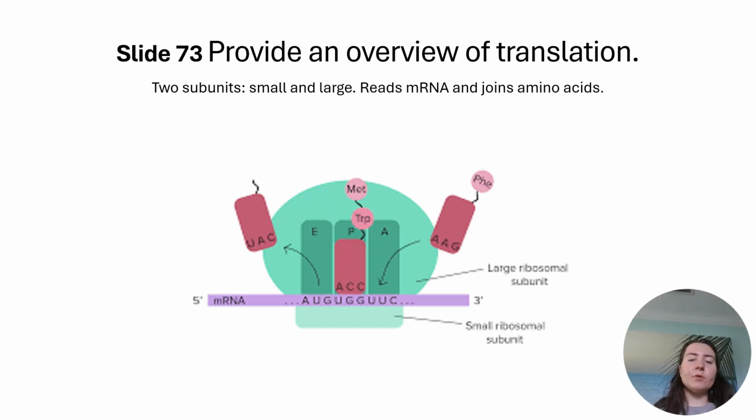Provide an overview of translation. 2 subunits, small and large. Reads mRNA, joins the amino acids, and you can see just kind of all of that around here.